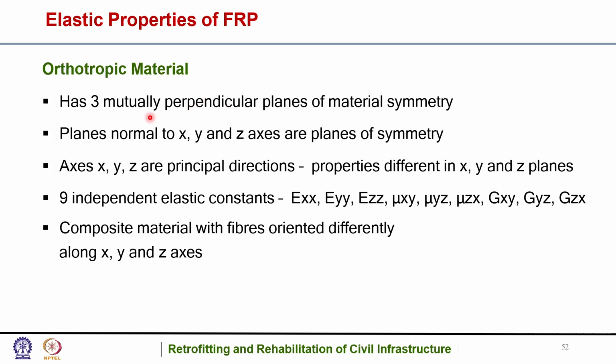So orthotropic material has three mutually perpendicular planes of material symmetry. The planes normal to x, y, and z axis are planes of symmetry. Axes x, y, z are principal directions. Properties are different in x, y, and z planes. There are 9 independent elastic constants: Exx, Eyy, Ezz, mu xy, mu yz, mu zx, Gxy, Gyz, and Gzx. Okay. So these are composite materials with fibers oriented differently along x, y, and z axis.